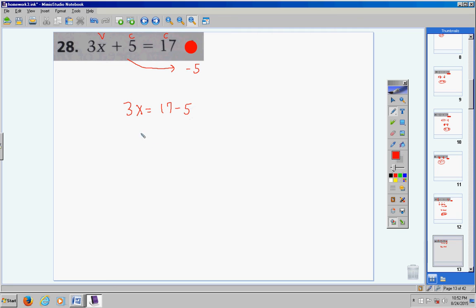Okay? Combine these two. You owe me $5, you have 17, you pay off your debt, and you're left with $12. Now divide by your coefficient, which is 3, and x equals 4. Alright? X equals 4. There we go.